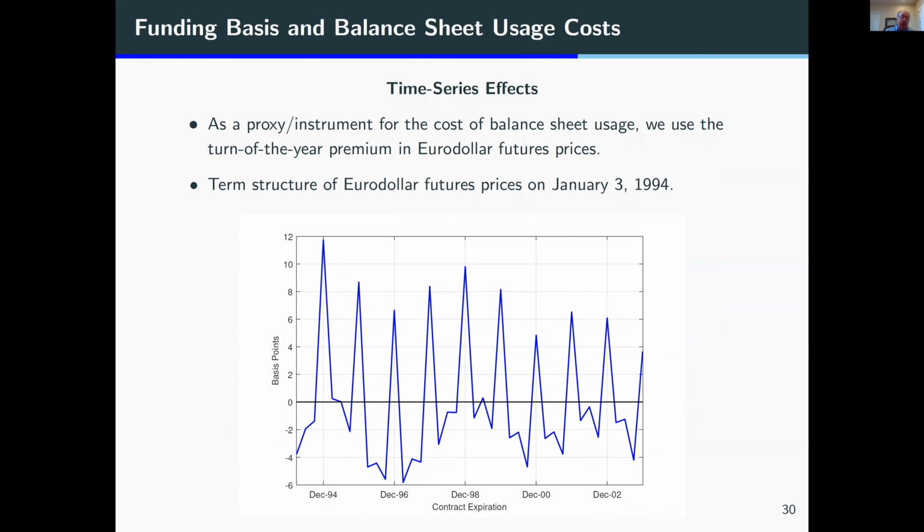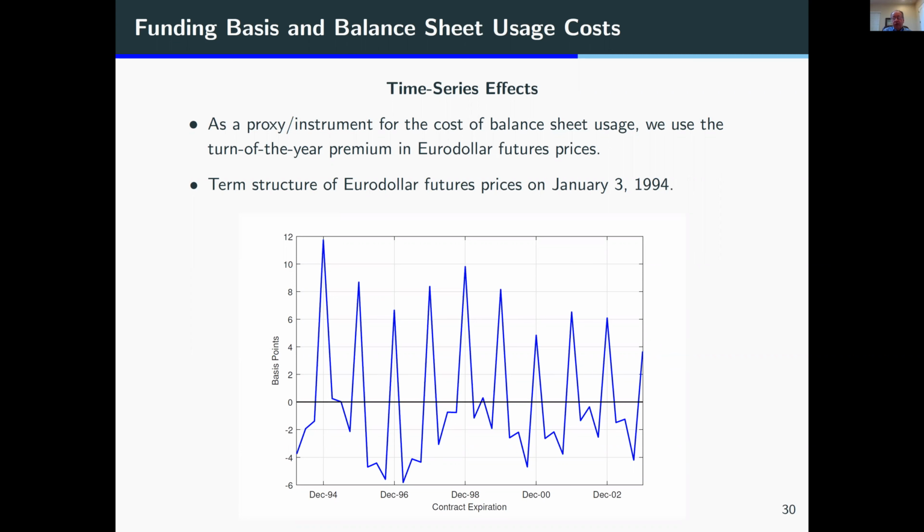The problem, though, with just looking at quarter ends is that you're limited to quarter ends. So we thought it would be great to have a more continuous measure of how concerned intermediaries are about using their balance sheets. We came up with this idea. We're looking at something that we're going to call the turn of the year premium in Eurodollar futures prices. Now, you probably know Eurodollar futures contracts, you can think of them as futures contracts settling to 3-month LIBOR.